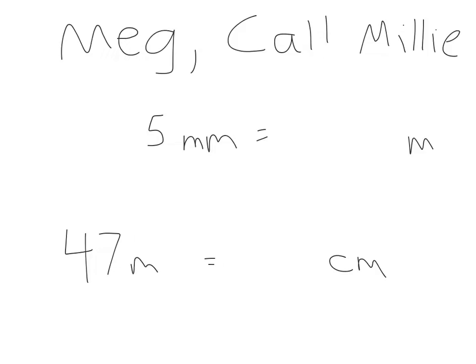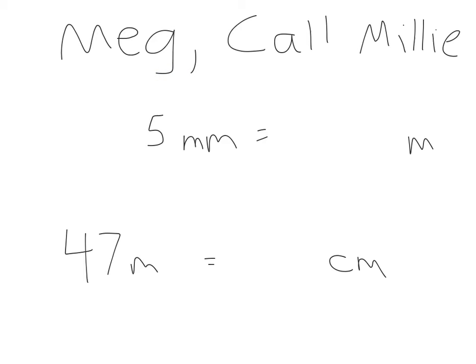This is going to be a review of converting the metric distance, which we know we have a very special phrase that helps us out. So our special phrase is up top here, and it is Meg, comma, call Millie. That comma is really important because if you don't have that comma, then you won't remember that you have from here to here is a jump, and here to here is a jump. If you don't have that comma, you might go from right there all the way over to there.